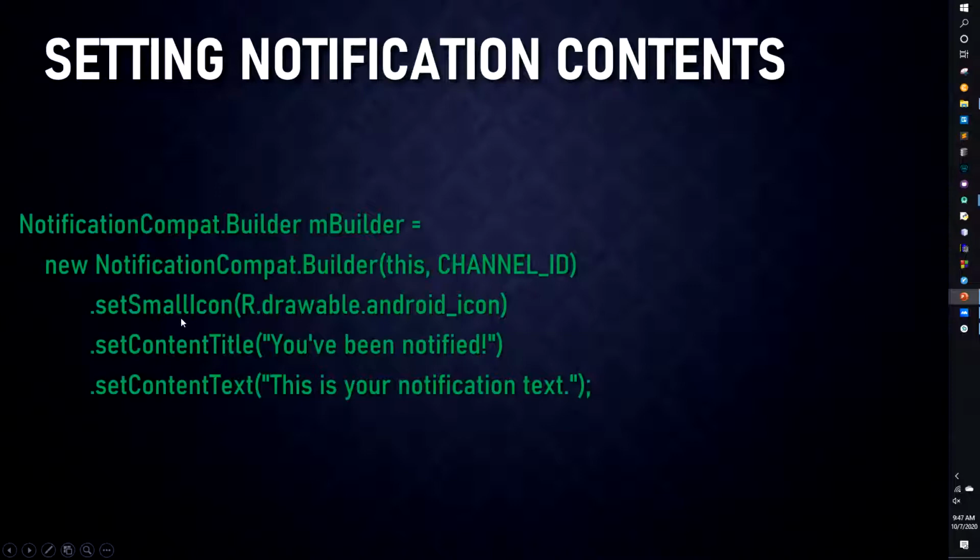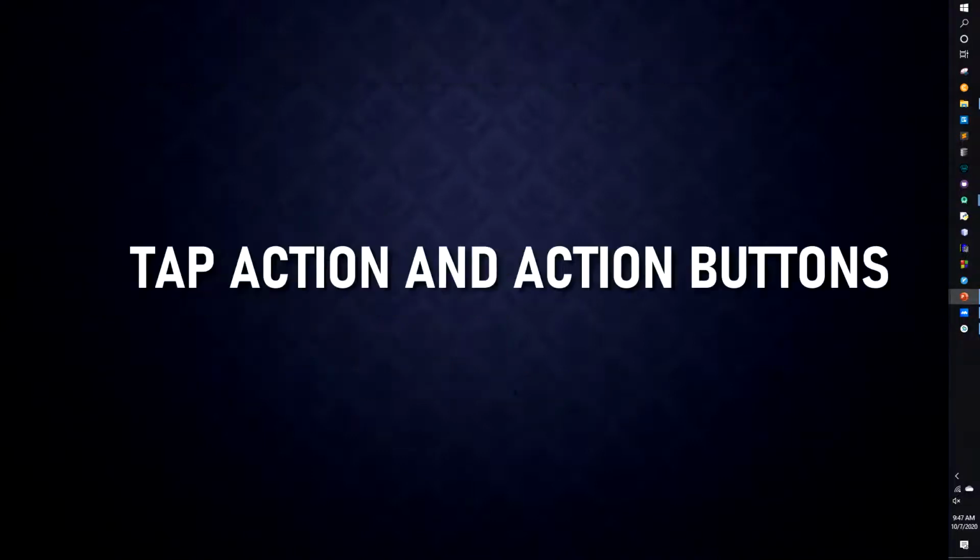And you specify the small icon by using this method. You specify the icon that you found from drawable or any place, and you also set the content title, and you set the content text here. So the message will be displayed for that specific notification.